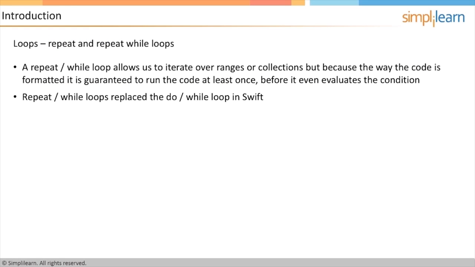A repeat while loop allows us to iterate over ranges or collections, but because of the way the code is formatted, it's guaranteed to run the code at least once, before it even evaluates the condition. So that is a repeat while loop. A standard while loop will run the code and evaluate the condition at the same time. And repeat while loops replace the do while loop syntax in Swift. So let's take a closer look at these loops.